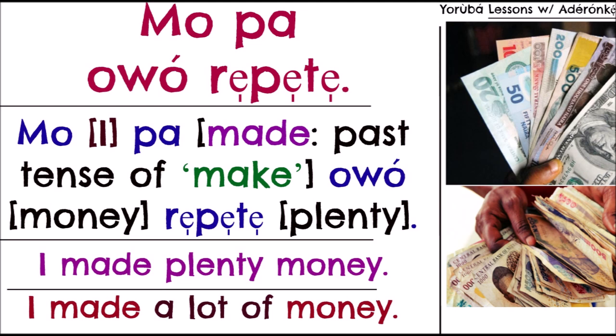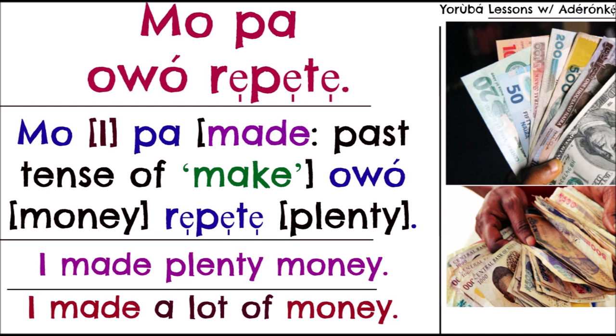Mo pa owo repete. Mo is I, pa is to make, the past tense would be. You can't say I make a lot of. You could, but this would not be the. You could say mo pa owo repete, you know, I'm making a lot of money. But in this case, because there's no, it could be something that happened in the past. You know, I made a lot of money.